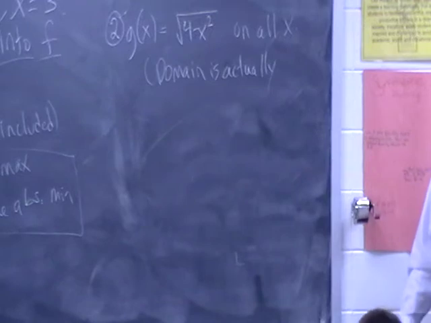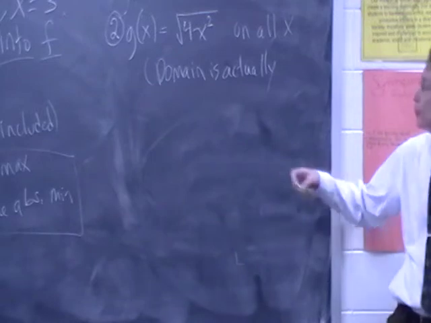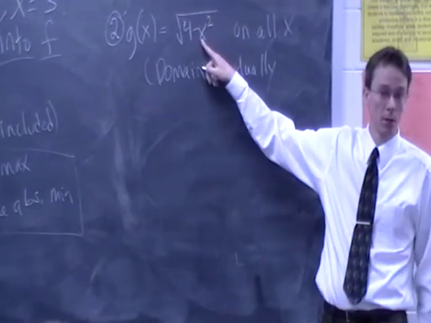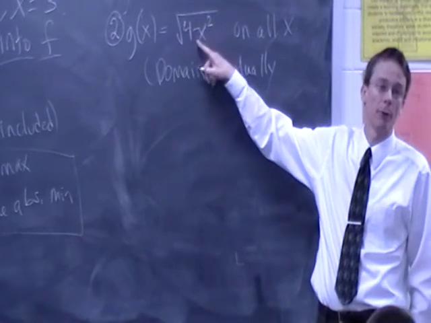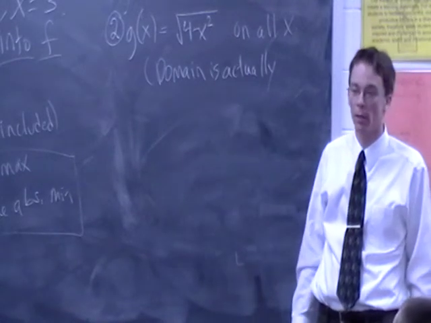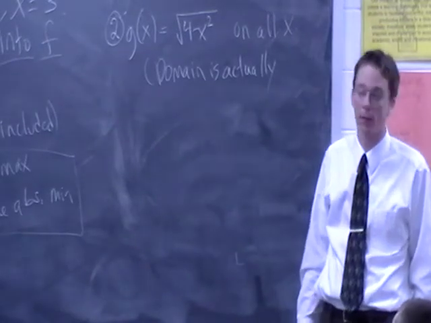is x less than or equal to 2, but there's also a left side cutoff, isn't there? Because could you plug in negative 3 here? Well, negative 3 would give you 9. Again, 4 minus 9. That's not happening. So what's the left cutoff? Negative 2 is the left cutoff.